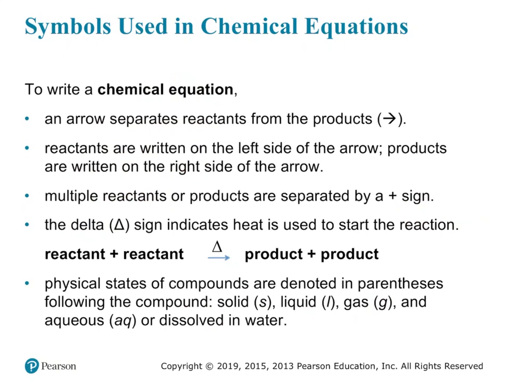We can use a delta symbol to indicate that heat is used to start the reaction. And then we also list physical states next to each reactant and each product. So if something is a solid, we put an S in parentheses next to that. Something's a liquid, we put a lowercase l in parentheses. And if something is a gas, we put a lowercase g in parentheses.